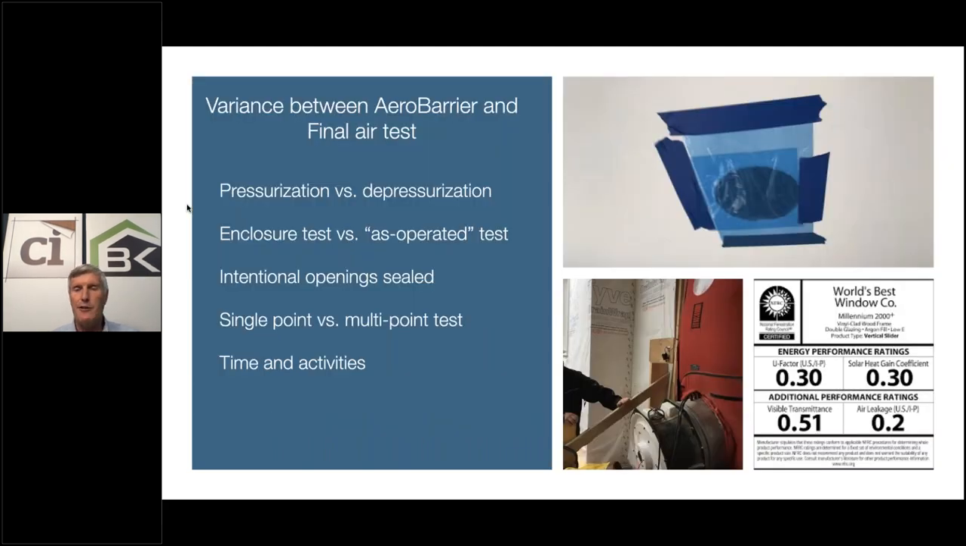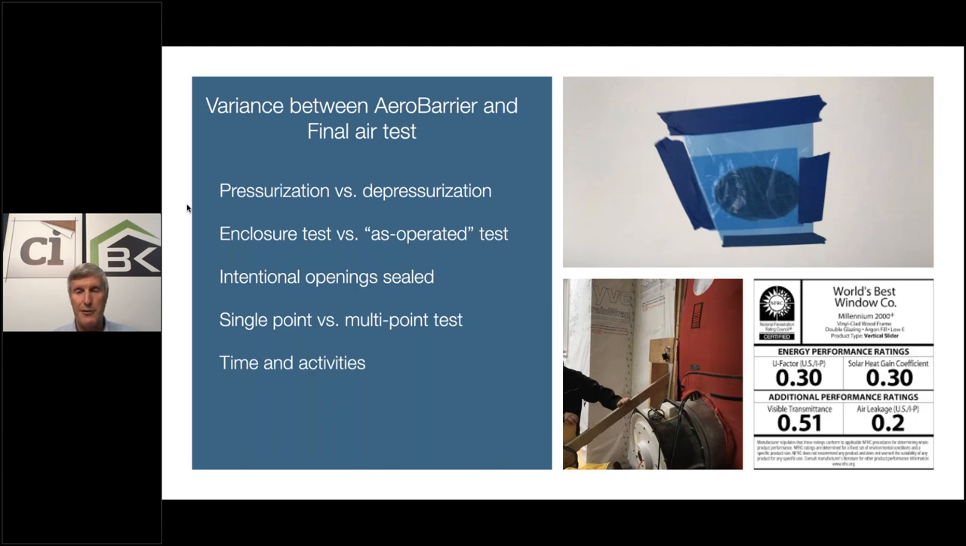And the variances are related to these five elements. One, we're doing a pressurization test. You, typically energy rater, are doing a depressurization test. Holes leak differently under pressure versus depressurization. Two, we're doing that enclosure test. You're doing an as operated test. Three, that means we've sealed off intentional openings. Four, our test admittedly is a single point test. The way the software works, you're doing a multi-point test, which does some adjustments for temperatures, elevations, and so on. And then of course there's a difference in time.